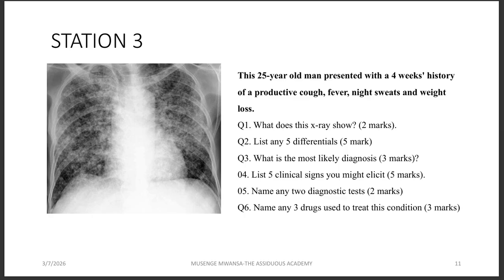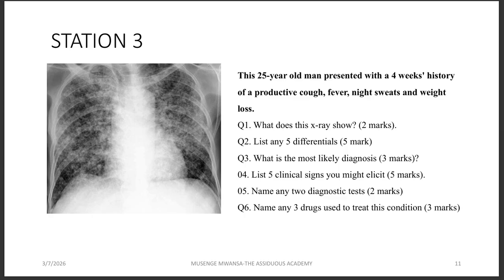Rifampicin. Okay. Please make sure that you know the side effects for the four major drugs in the treatment of TB. Name any three drugs used. Okay, rifampicin number one. Any other two or three? Isoniazid. Okay, very good. Ethambutol and which other one? Isoniazid, rifampicin, ethambutol, pyrazinamide. Okay. Please know the side effects for those.